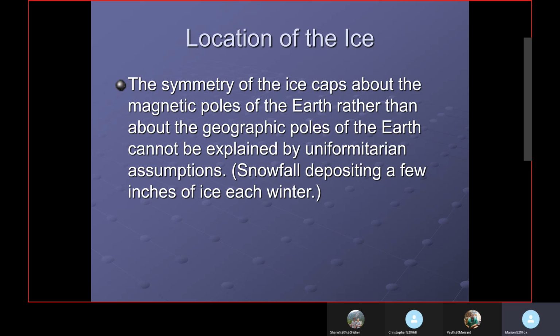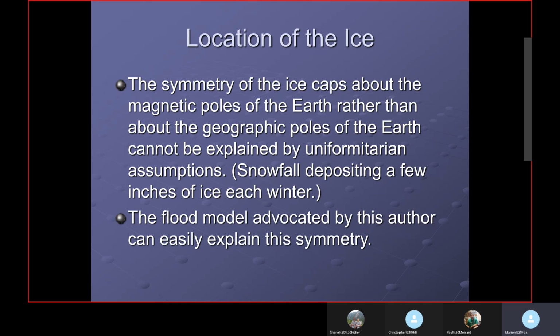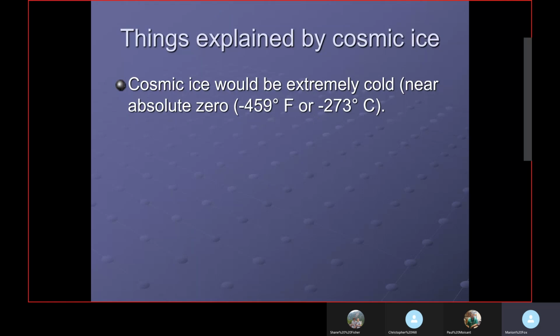But they are uniformitarian in their arguments, most by and large. The flood model that I've advocated can easily explain this symmetry about the magnetic poles rather than geographic. Now, you'd think they'd be symmetrical about the geographic poles due to weather and the coldness, but they're not. So it's around the geographic poles.